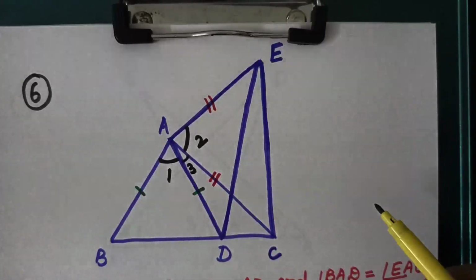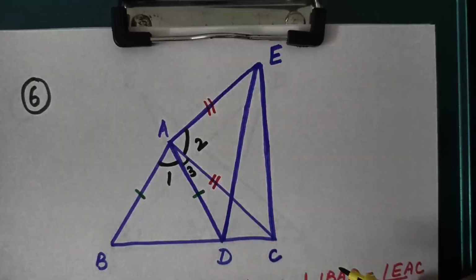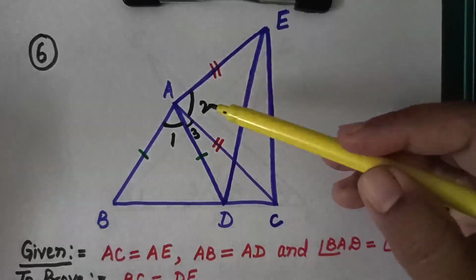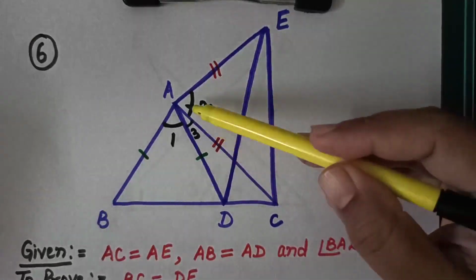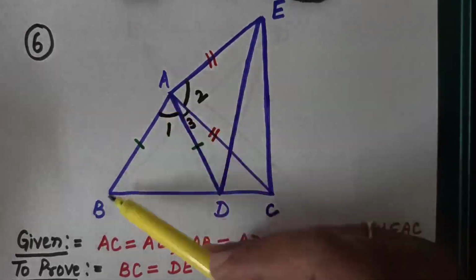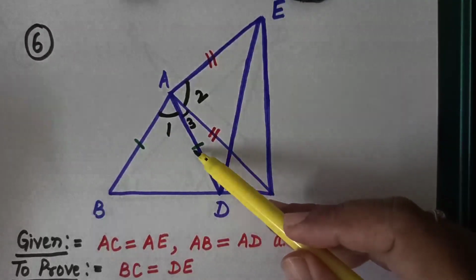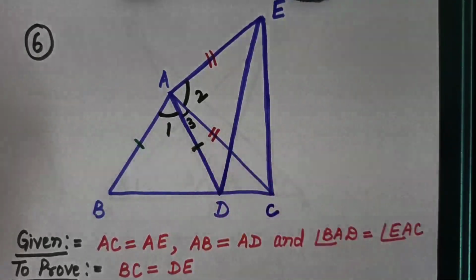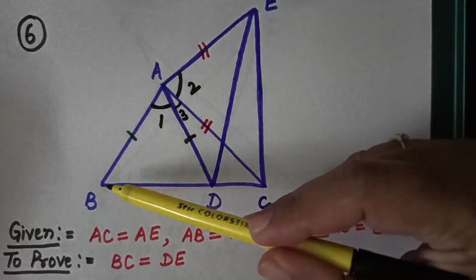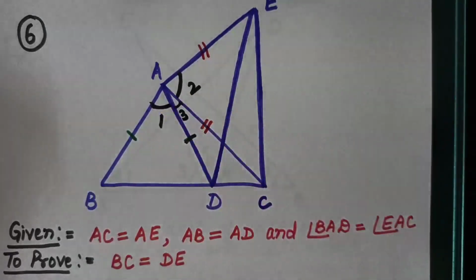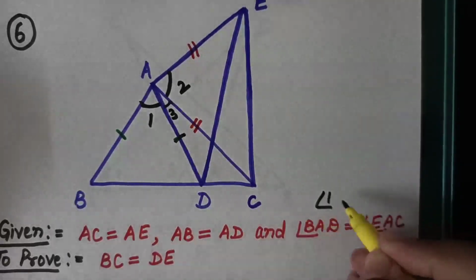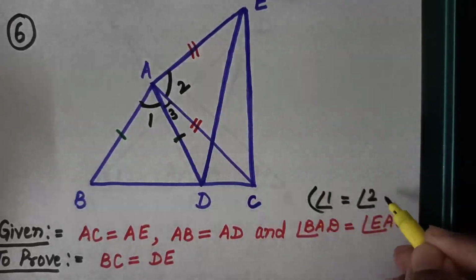Now in next question we are given this type of figure, and in this figure we are given that AC and AE, these are equal. So I have drawn these two sides equal. Then AB is equal to AD. This AB and AD I have represented by putting a green small line on these two line segments AB and AD, and two angles are equal, BAD. This angle is BAD. So angle number 1 is BAD and angle number 2 is EAC.